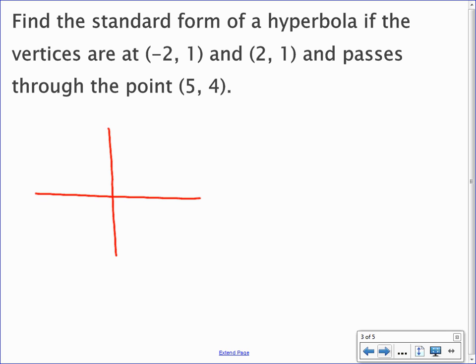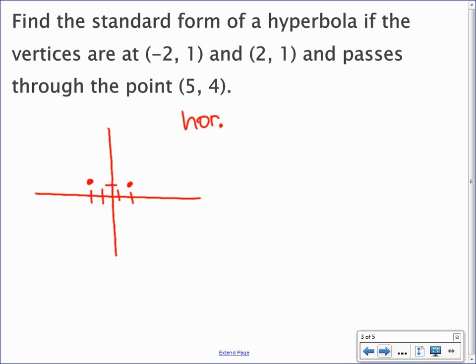We have vertices at negative 2, 1 and 2, 1. Let's stop for a minute. What kind of hyperbola do we have? Horizontal. Wherever the vertices lie, if they're horizontal from each other, we're horizontal. If they're vertical from each other, they're vertical. So we have a horizontal hyperbola.